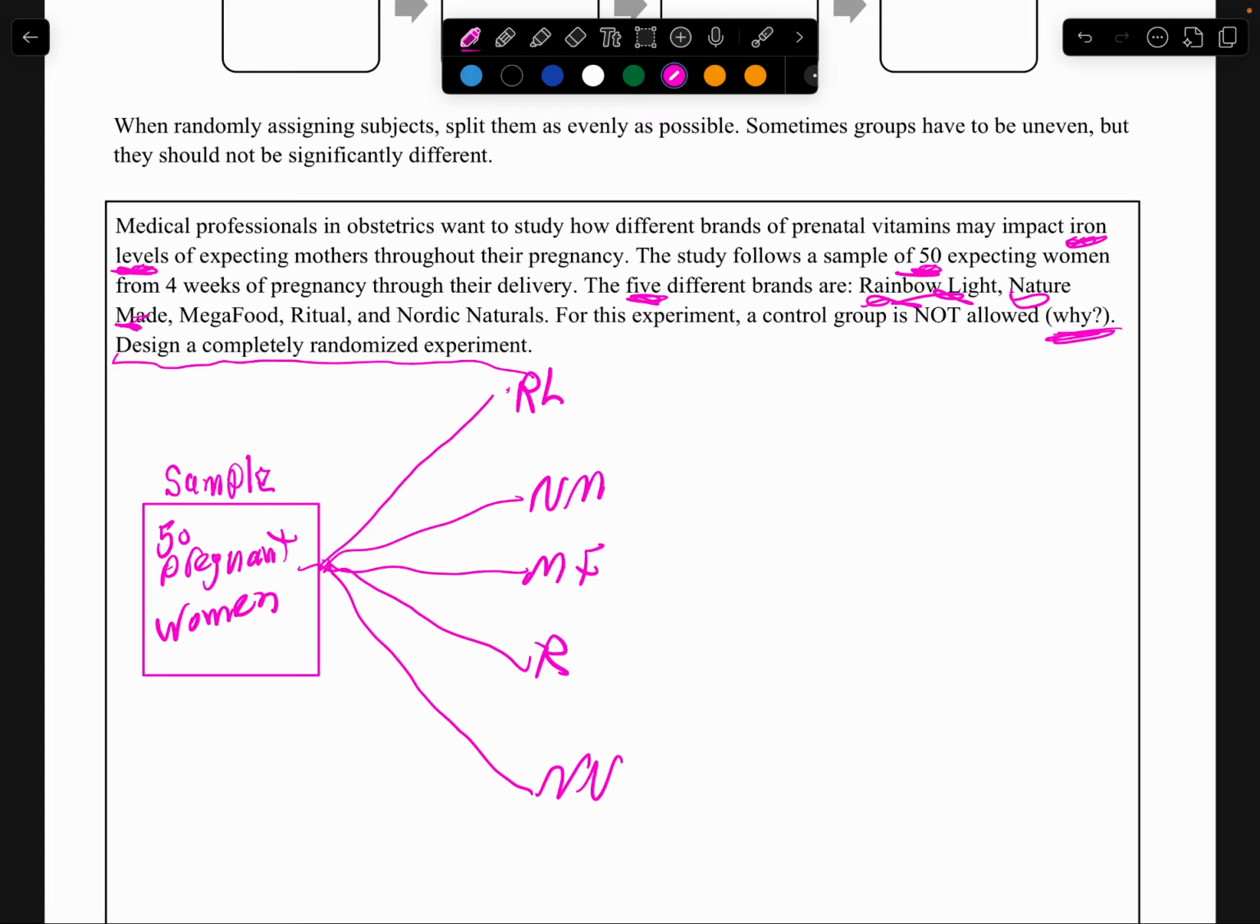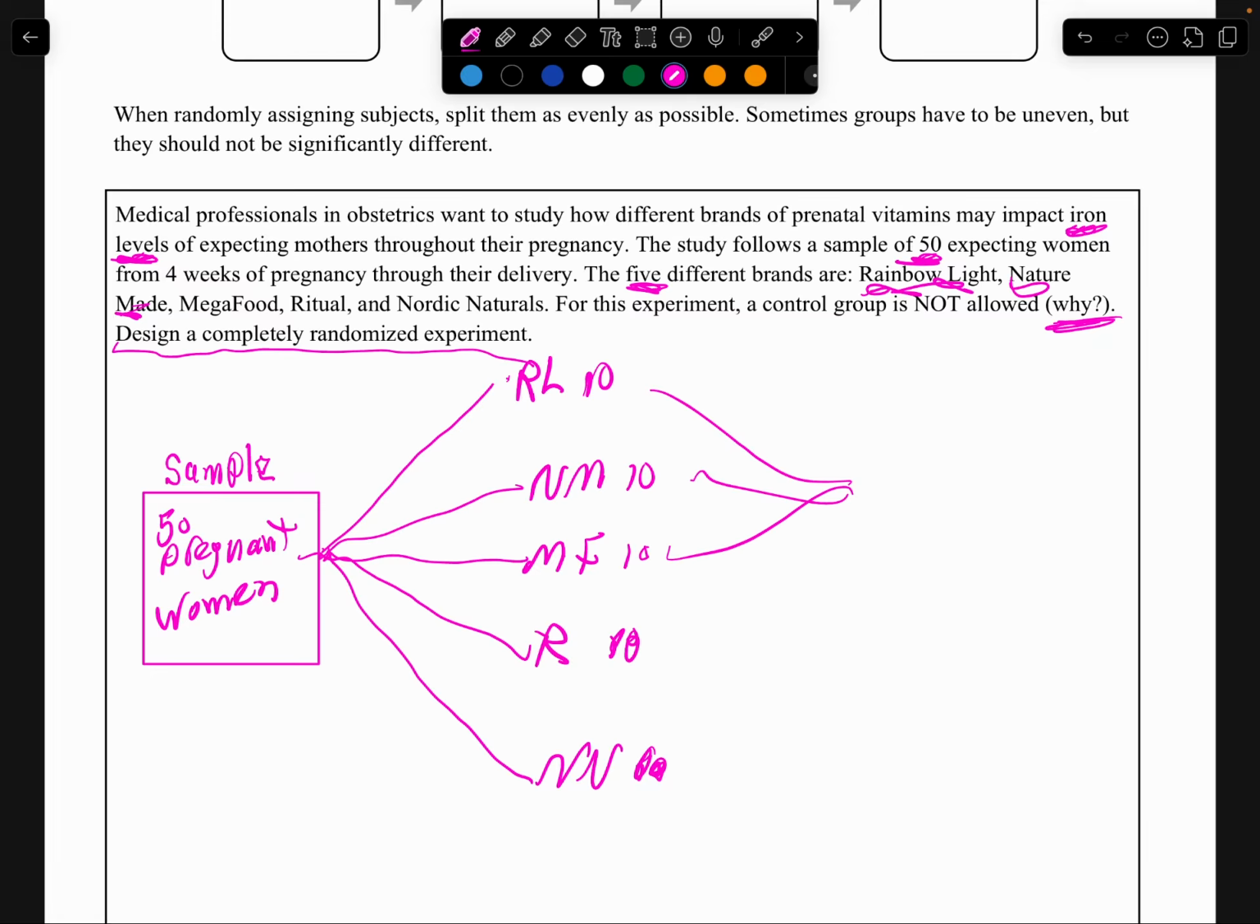So it looks like from those 5 groups, we're going to have 50. So we have 10 ladies to give each vitamin, right? Each group of 10 gets a different vitamin. And then we want to analyze the results, like what helped, what didn't.